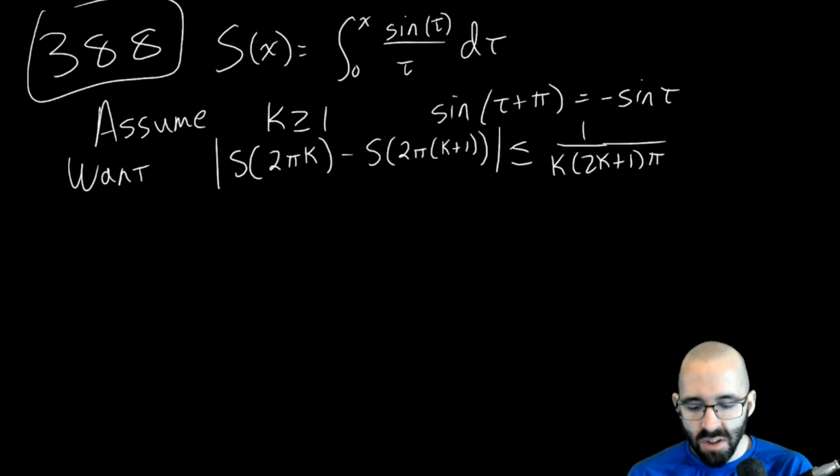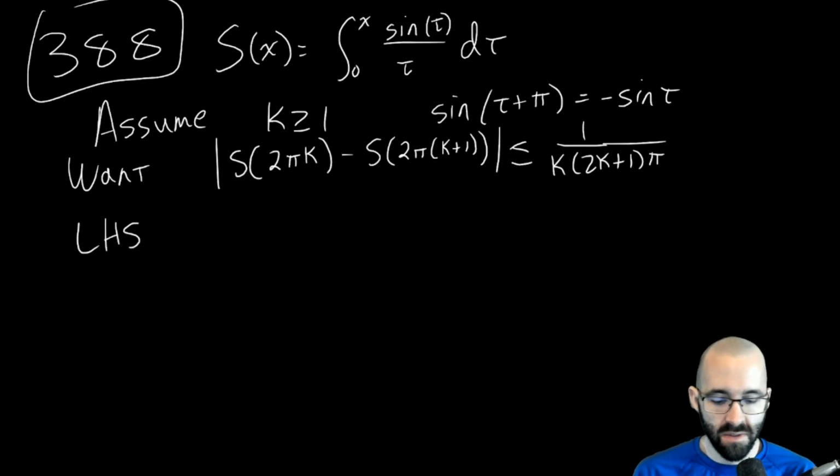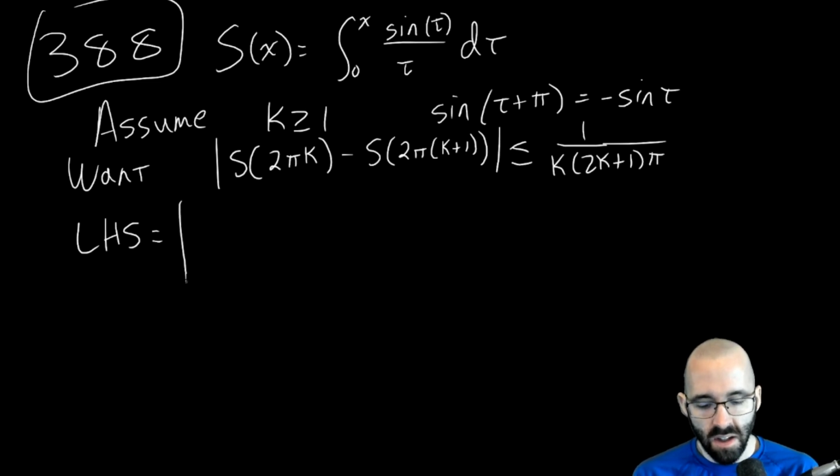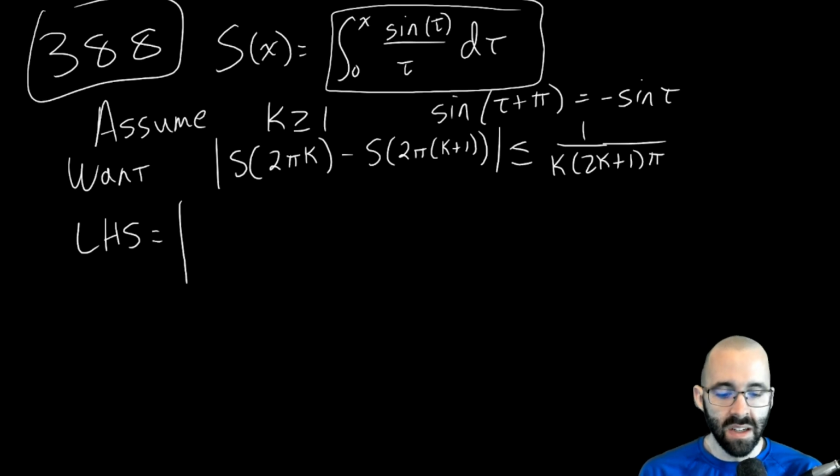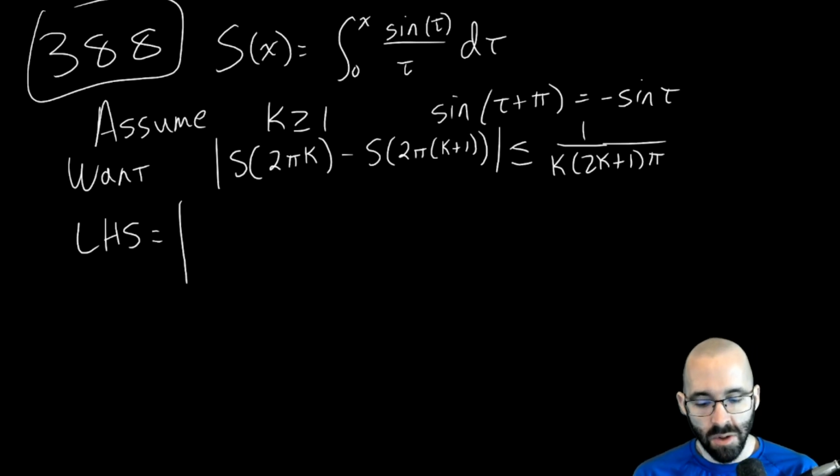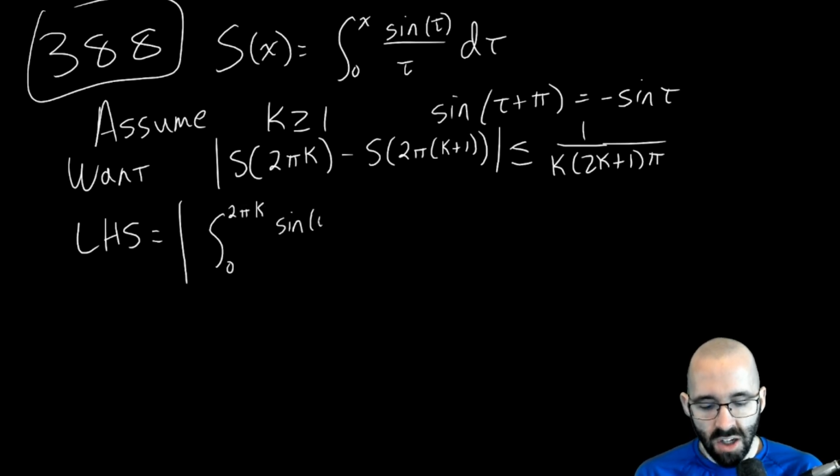So to do this problem, all you have to do is say, what's the left-hand side? And write it out. That's not super easy, so be careful, but you can do it. The absolute value of this function when x is 2 pi k. So all we're doing is taking this box and replacing x with 2 pi k. Nothing changes in the integrand. And then we're subtracting the next one. All we're doing is replacing x with 2 pi times (k plus 1).